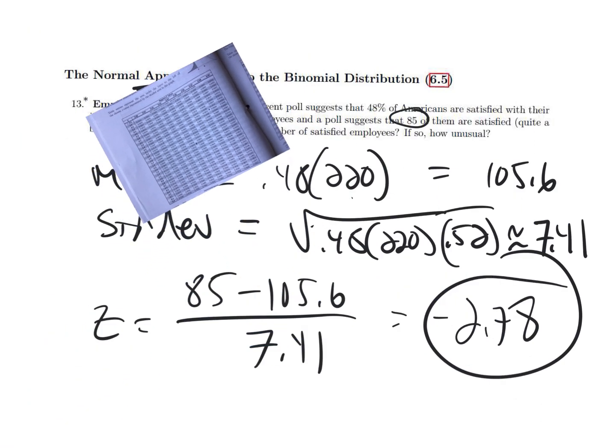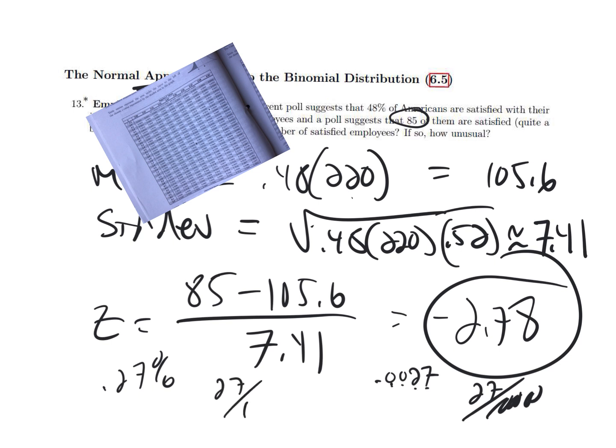So how unusual? Well, let's see. A couple of ways to do that. We could say 0.27%. Only 0.27% of the time could we expect that. We could say that's 27 out of 10,000, because it's tenths, hundredths, thousandths, ten-thousandths. So 27 out of 10,000. That would make it sound pretty small.